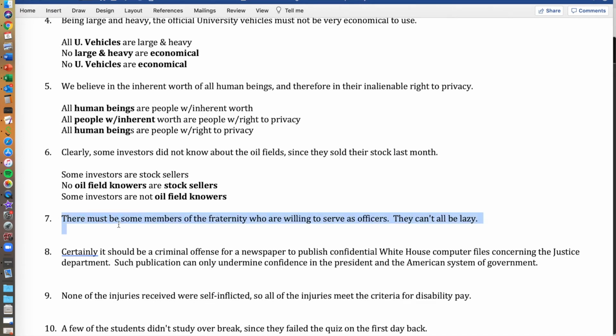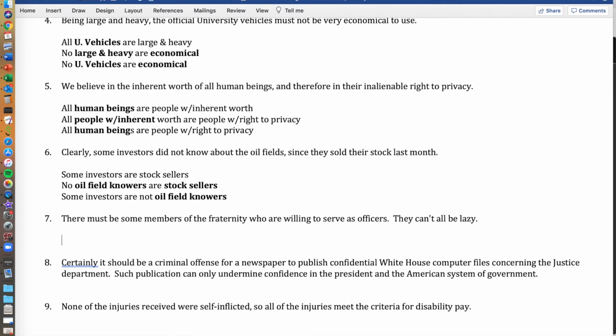So we'll take that first sentence as the statement which functions as the claim in the natural language argument and will become the conclusion in the syllogism. This leaves the second statement, they, meaning the same fraternity members, can't all be lazy, as the evidence statement, which becomes the premise. So now we'll translate those into standard logical form.